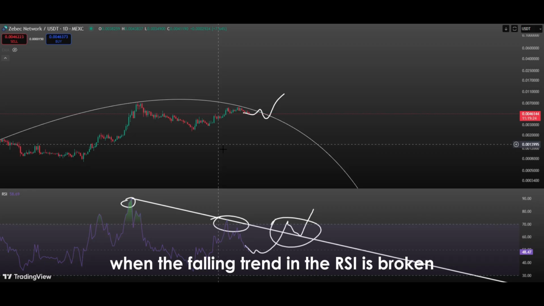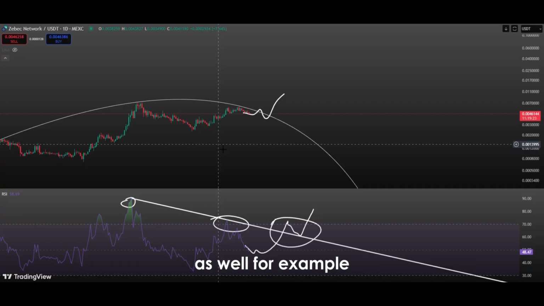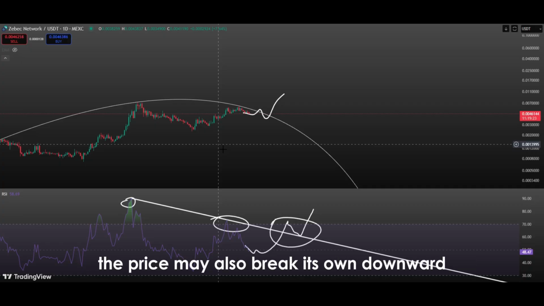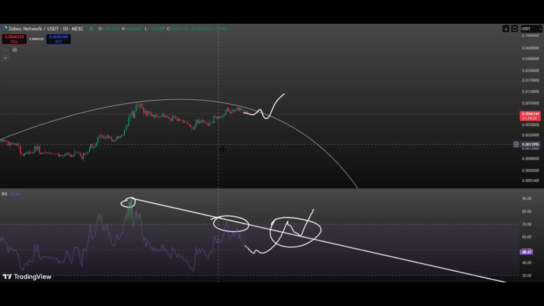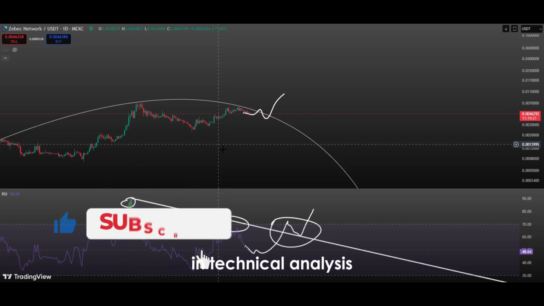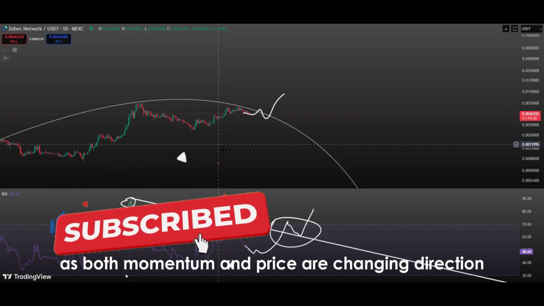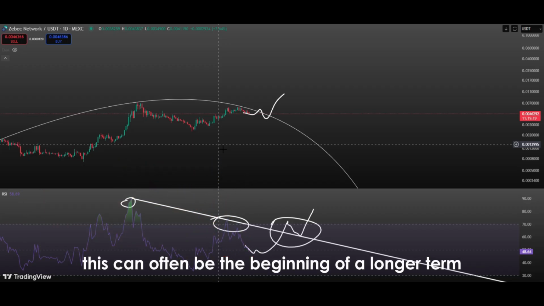When the falling trend in the RSI is broken, a similar breakout usually occurs in the price chart as well. For example, the price may also break its own downward trend line upward or surpass a resistance zone. Such simultaneous breakouts are considered one of the strongest signals in technical analysis, as both momentum and price are changing direction. This can often be the beginning of a longer-term upward trend.